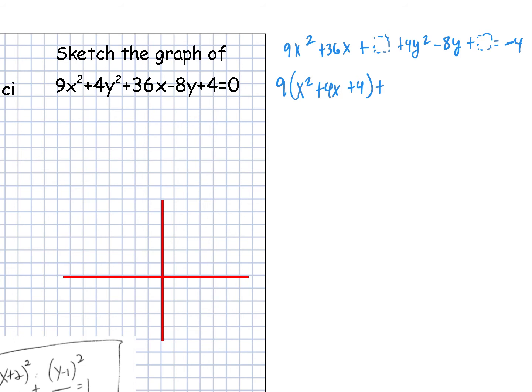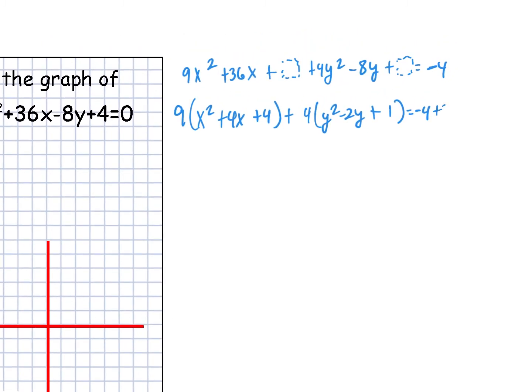So then we have plus, if I take the 4 out, y squared minus 2y plus what? 1 equals. So now I have a negative 4. I actually added a 36 and a 4. Does that make sense to everybody?